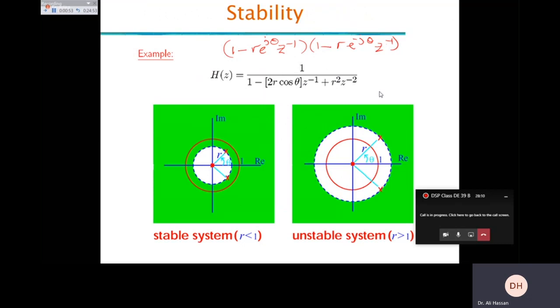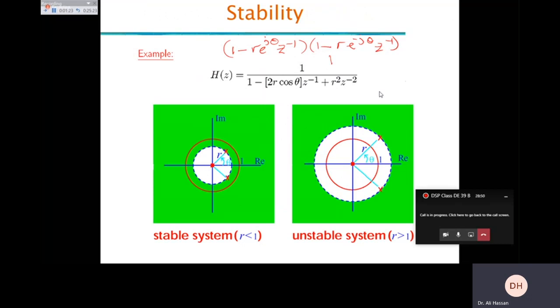So if you multiply these two factors together, 1 minus r exponential j theta z inverse and 1 minus r exponential minus j theta z inverse, 1 multiplied by 1 will be 1. Then minus r exponential j theta z inverse will be multiplied by 1. And then minus r exponential minus j theta z inverse will be multiplied by 1. So you will get minus r common, exponential j theta plus exponential minus j theta, and z inverse.